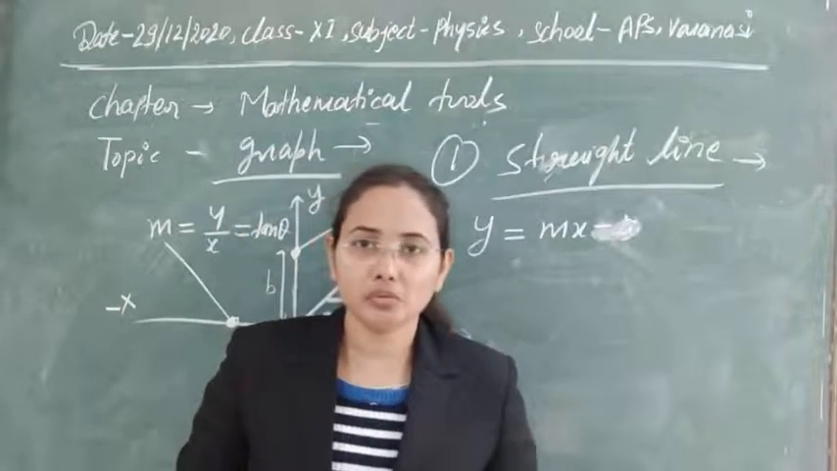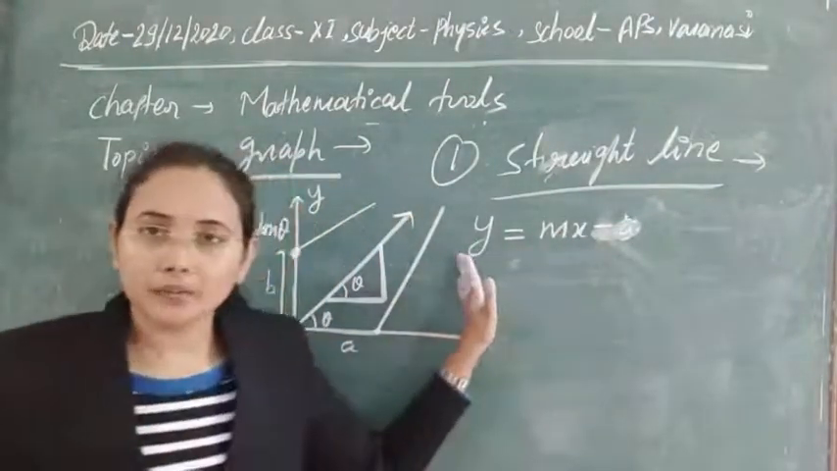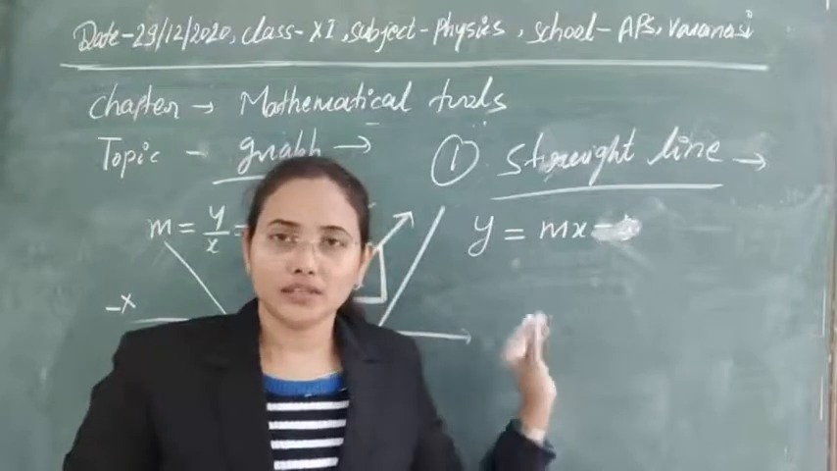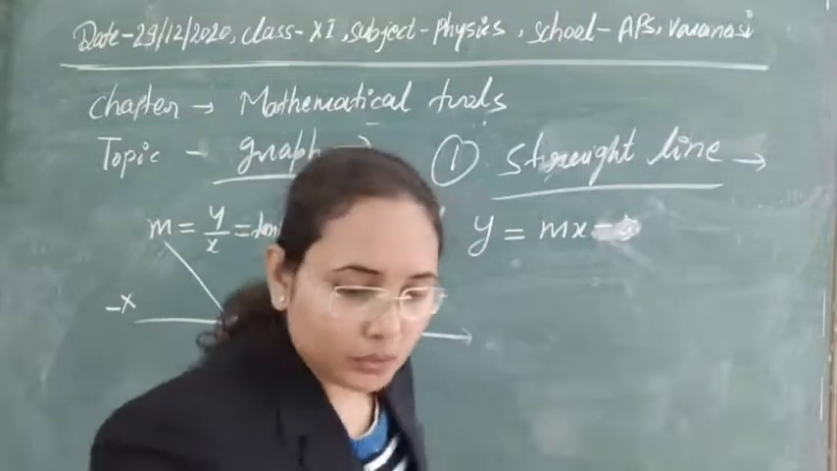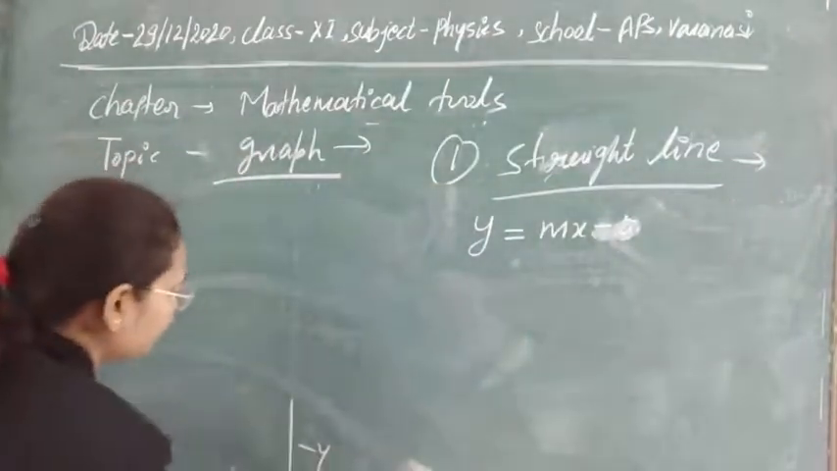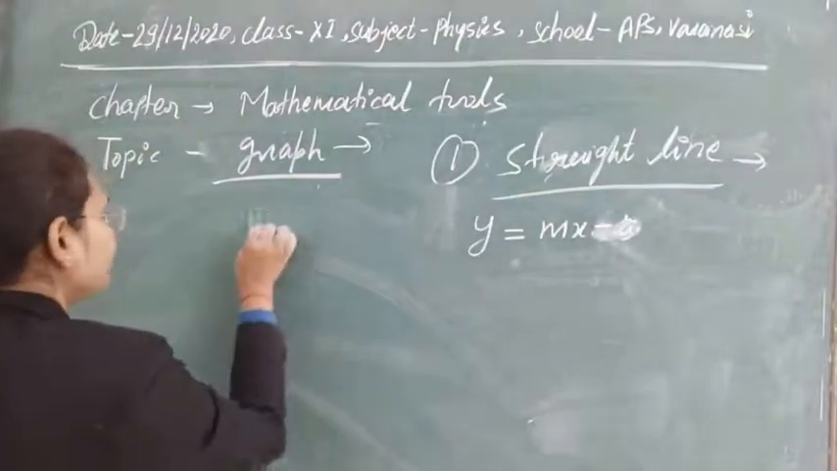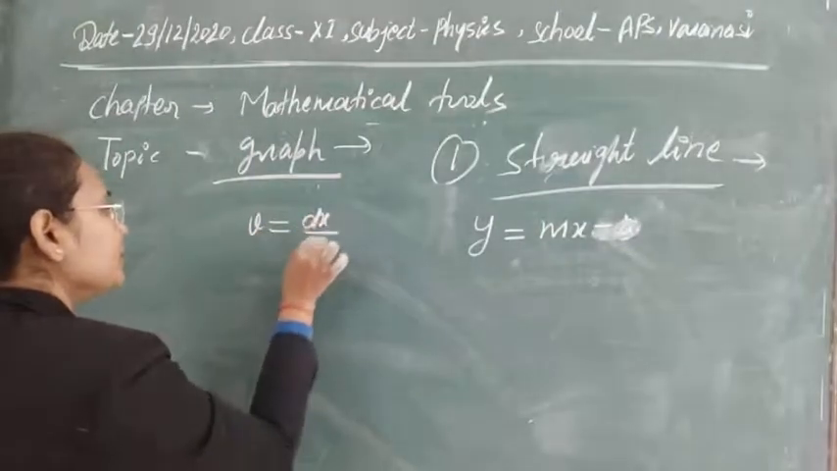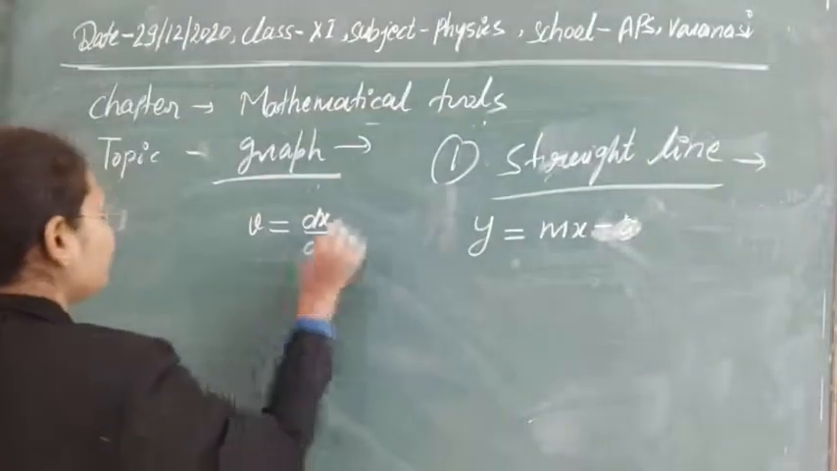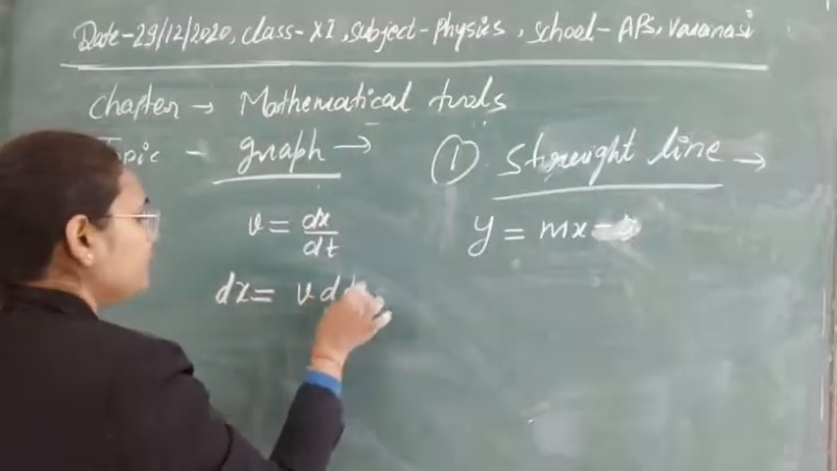Whenever you have two variables and they are related by this type of formula, it means that the graph between those two variables will also be a straight line. If you want to understand it in terms of physics, let's see one example here. As you know, v is equal to dx by dt, or if we want to understand x, then dx is equal to v into dt.